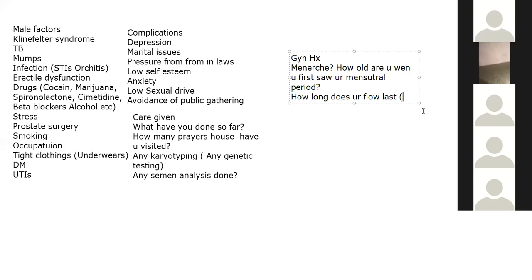All right. You want to ask how long does your flow last? You want to ask it with an example. Is it 2 to 3 days? Is it 3 to 4 days or more? You understand? Then after asking, you want to ask about the length of the cycle. How long does your cycle last? You understand? You want to know how long is your cycle.